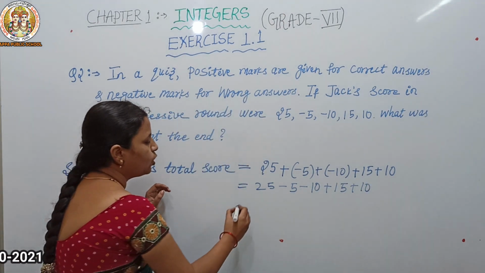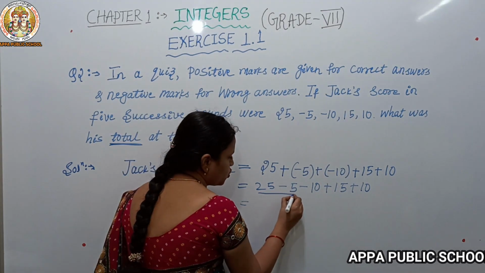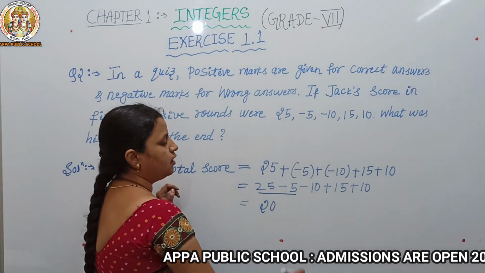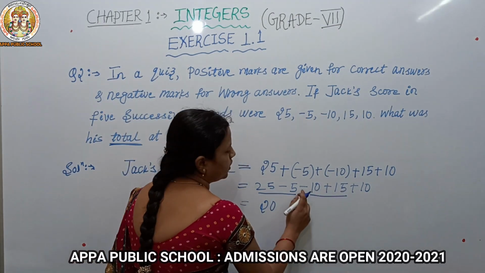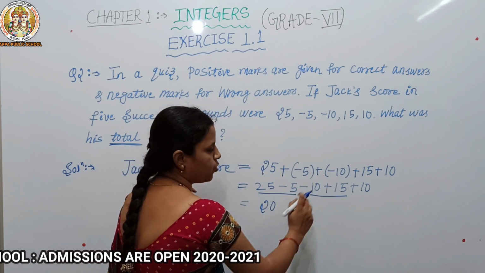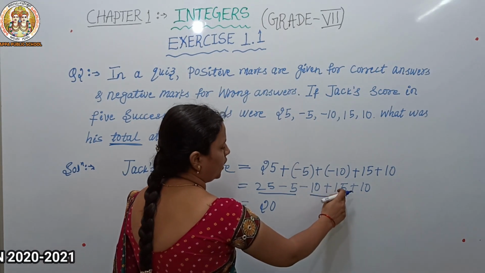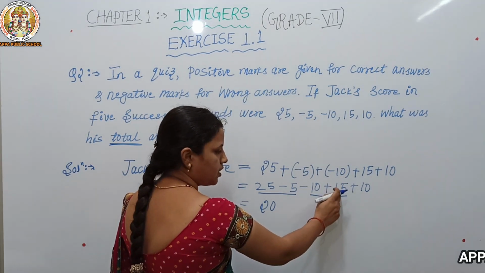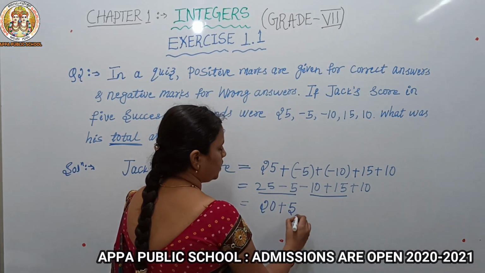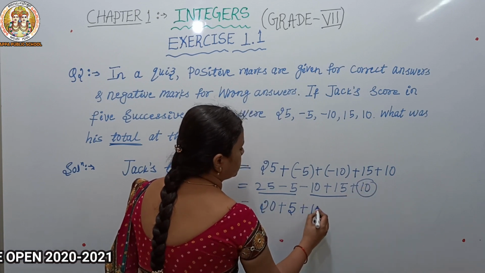Now I am solving two numbers at a time. 25 minus 5, first I will solve these two numbers. 25 minus 5 is 20. Next I will solve these two. One is minus 10 and the other is positive. One is negative, another is positive, then you will do the subtraction. Minus 10 plus 15. Here 15 is the greater number and it is positive, so it is plus 5. And this is the remaining last one that you write as this.